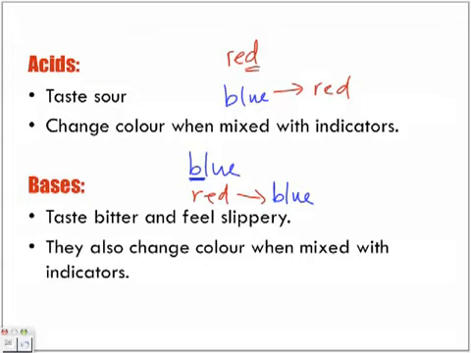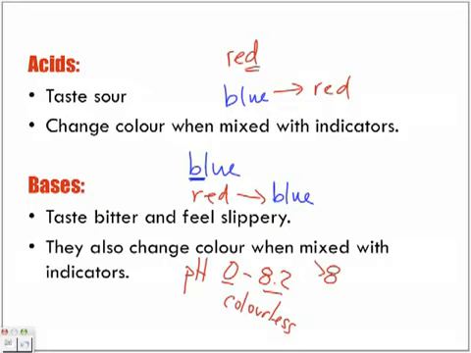Other indicators: we've used phenolphthalein in the lab. If the pH is between 0 and 8.2, so going from acidic to slightly basic, phenolphthalein will stay colorless. Anything greater than a pH of 8.2, we see that fuchsia color. Remember that pinkish color that we saw in the lab? So usually it's with something that's basic.